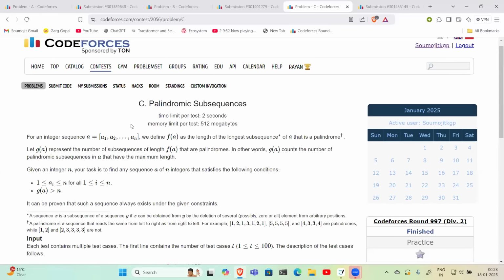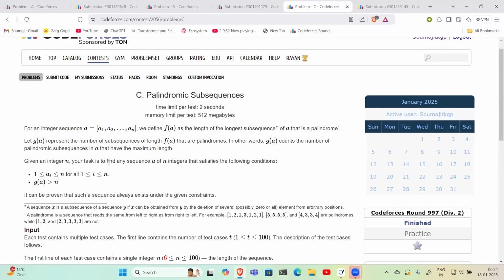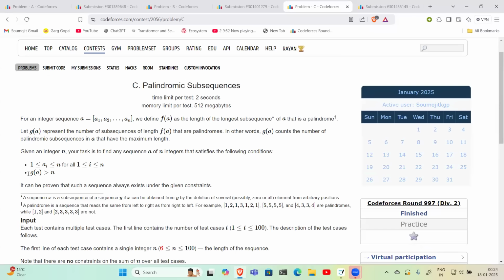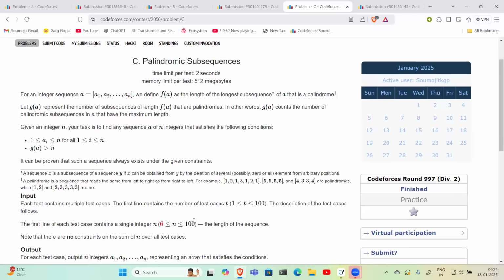It says that for an integer sequence A as A1 till An, we define f of A as the length of the longest subsequence of A that is a palindrome. Let G of A represent the number of subsequences of length f of A that are palindromes. In other words, G of A counts the number of palindromic subsequences in A that have the maximum length. Given an integer n, your task is to find any sequence A of n integers that satisfies the following conditions. First of all, Ai should always lie between 1 till n, and G of A should be greater than n. The value of n can be from 6 to 100.